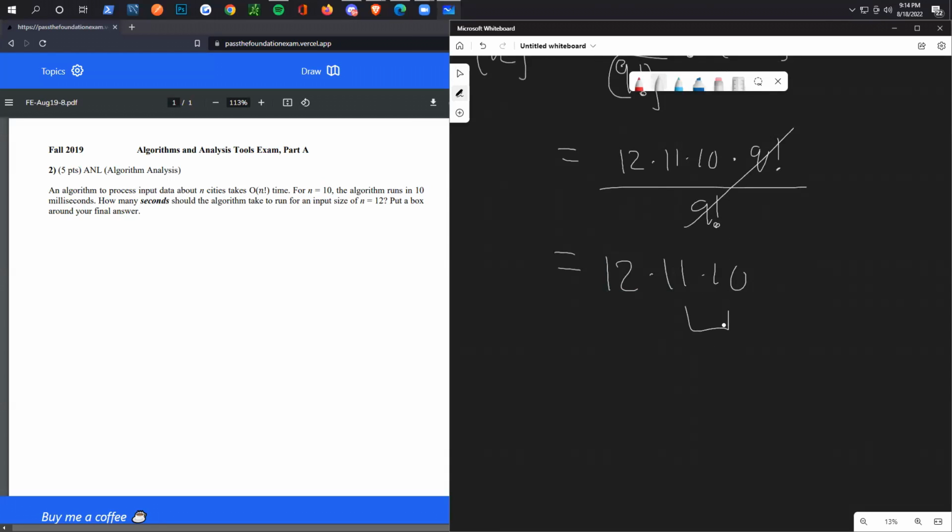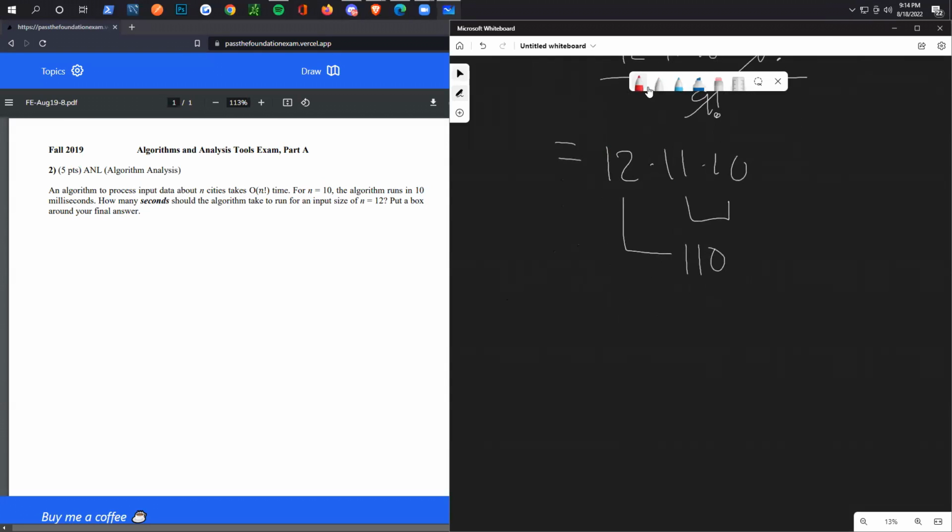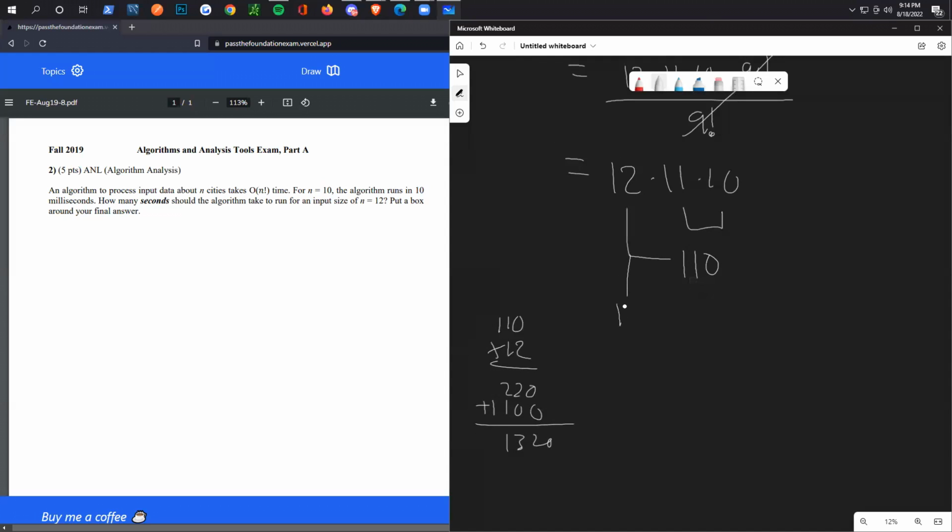Let's do this math real quick. This is just going to be 11 times 10, 110. And now we're going to have this times 12. So just do that real quick. So that's going to end up being 1320. So this right here is going to end up giving you 1320. And that's going to equal our runtime for T of 12.